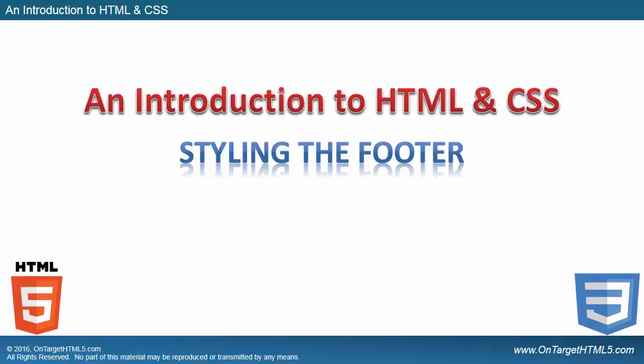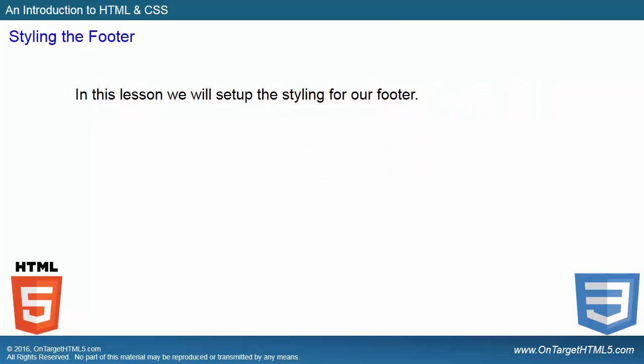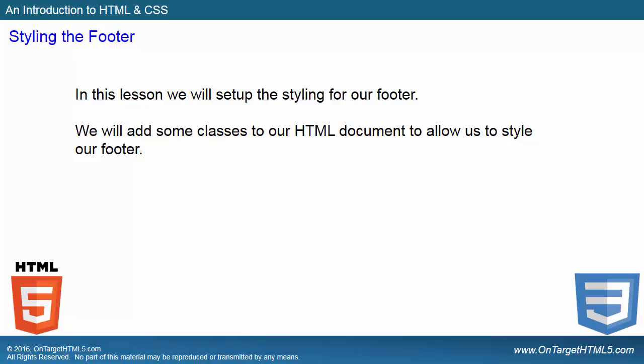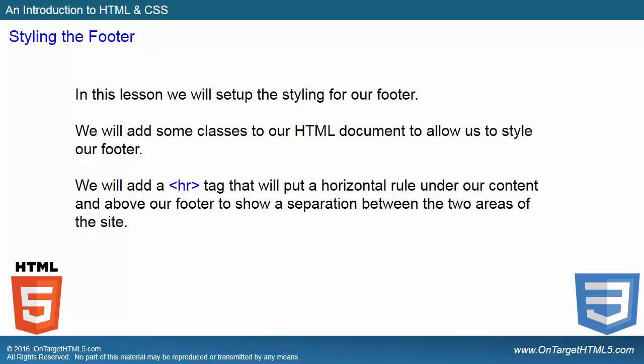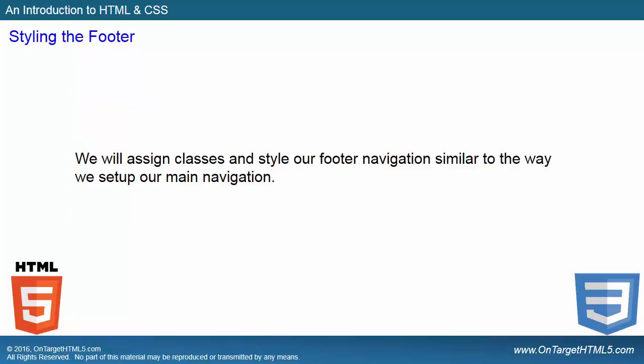Welcome back, and in this lesson we're going to be styling the footer for our web page. We'll set up the styling for our footer. We'll add some classes to our HTML document to allow us to style our footer and separate that from the rest of our document. We'll add an HR tag, which is a horizontal rule tag that will put a horizontal line under our content and above our footer to show a separation between the two areas of the site. We use horizontal rules quite a bit in HTML. I just want to show you how we put them in and how we actually style them.